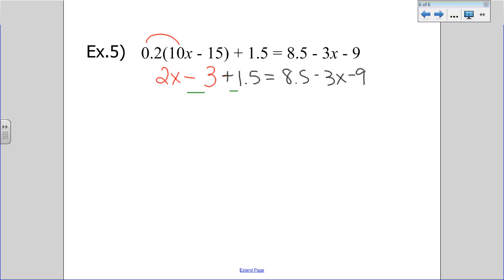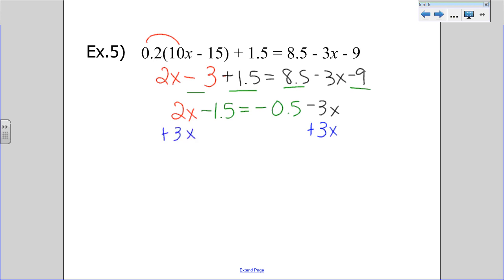I'm going to take negative 3 plus 1.5, so that keeps this as 2x, and this becomes a negative 1.5, is equal to, I have an 8.5 and a negative 9, which is negative 0.5, and then I have this minus 3x. I need to get my variables on one side, so I'm going to add 3x to each side. I'm going to move them over here because that's a negative. This one's positive, it doesn't really matter. But I'm going to have 5x minus 1.5 is equal to negative 0.5.